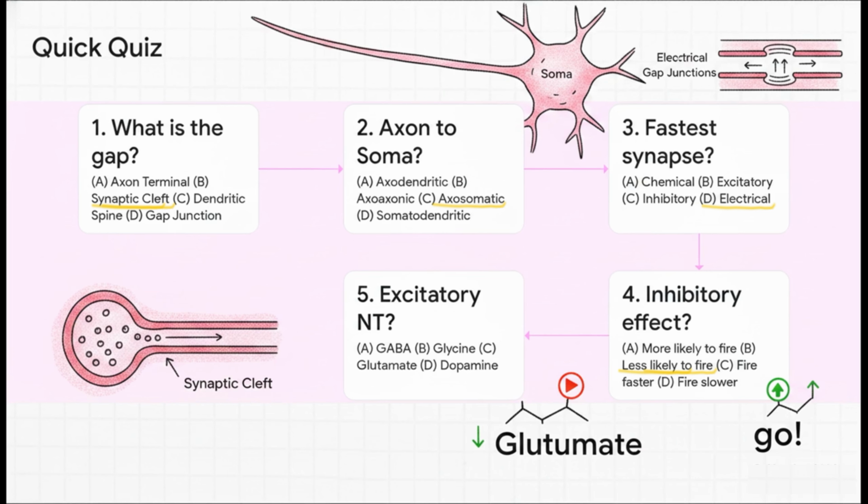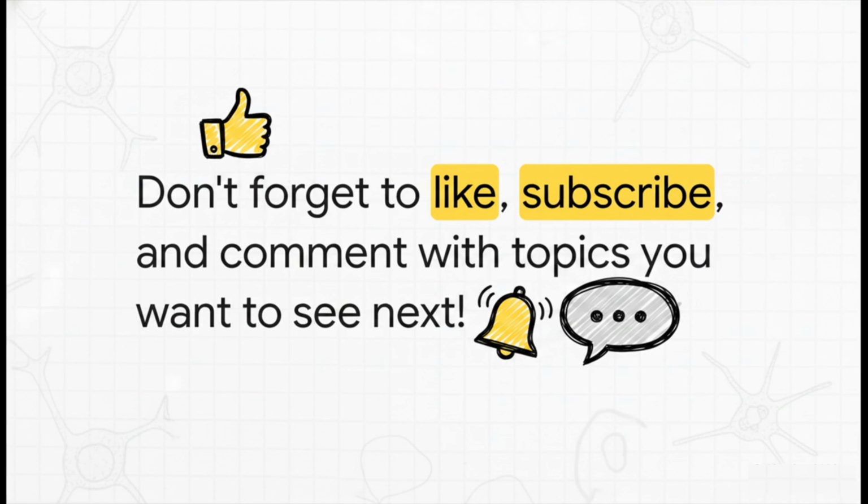Okay, last one. Question 5. Which neurotransmitter is the brain's main excitatory or go signal? Is it A, GABA, B, glycine, C, glutamate, or D, dopamine? The big one is C, glutamate. You guys did an awesome job.